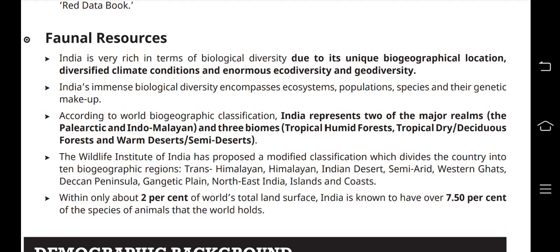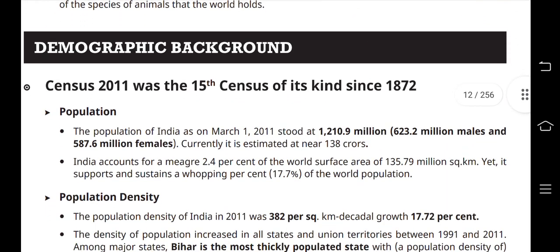The Wildlife Institute of India has proposed a modified classification which divides the country into 10 biogeographic regions: Trans-Himalayan, Himalayan, Indian Desert, Semi-Arid, Western Ghats, Deccan Peninsula, Gangetic Plains, Northeast India, Islands and Coast. With only about 2% of the world's total land surface, India is known to have over 7.5% of the species of animals that the world holds.